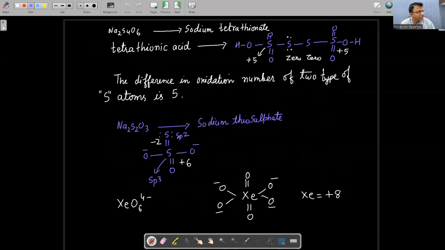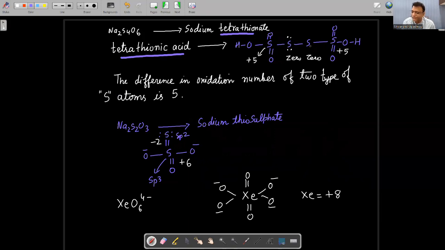So sodium tetrathionate is a very important chemical species, because in iodometry, whenever we have to find out the amount of iodine liberated, we react iodine with hypo solution, Na2S2O3 solution, and iodine is converted into NaI, and the Na2S2O3 hypo solution, sodium thiosulfate, is converted into sodium tetrathionate. Sodium tetrathionate is an anion of thionic acid, tetrathionic acid. This is the structure of tetrathionic acid.